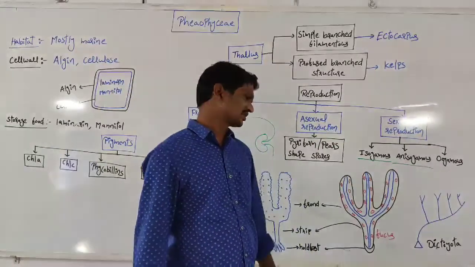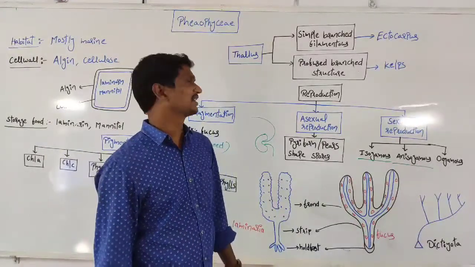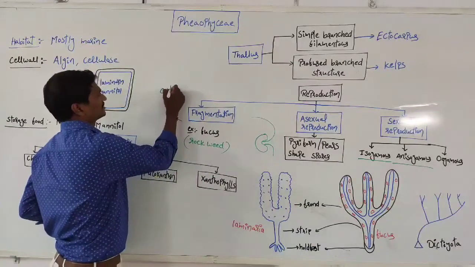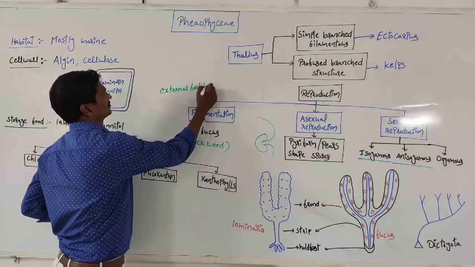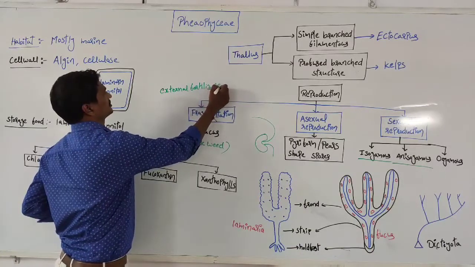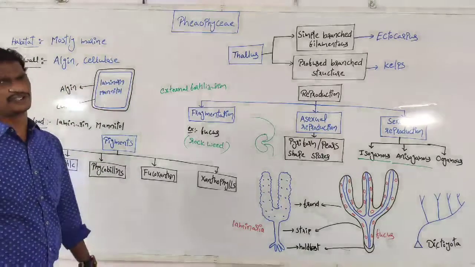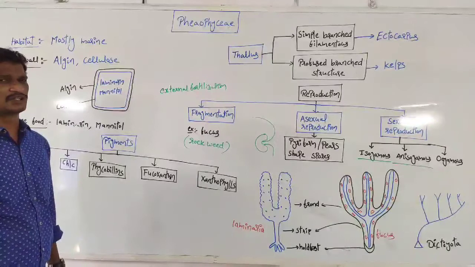This one is nothing but rockweed, and Fucus has very different characters. Fucus exhibits external fertilization, not internal fertilization. And Fucus also shows a diplontic life cycle. I will explain that in the life cycle process.